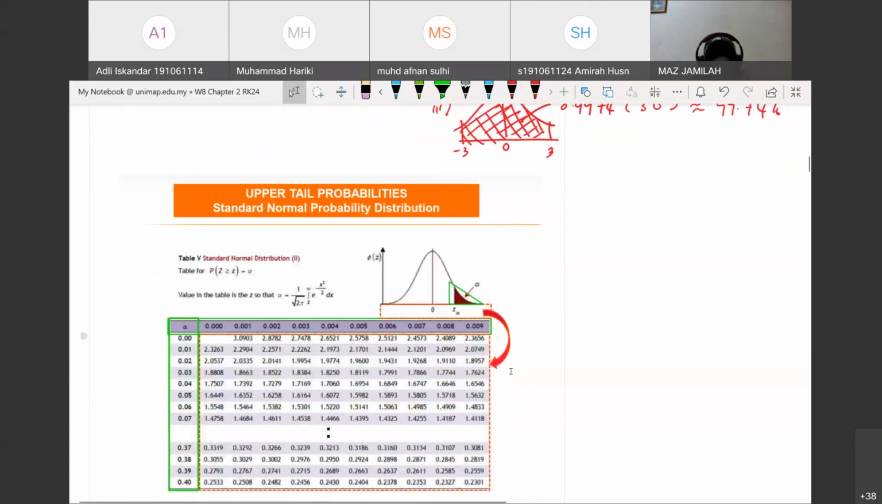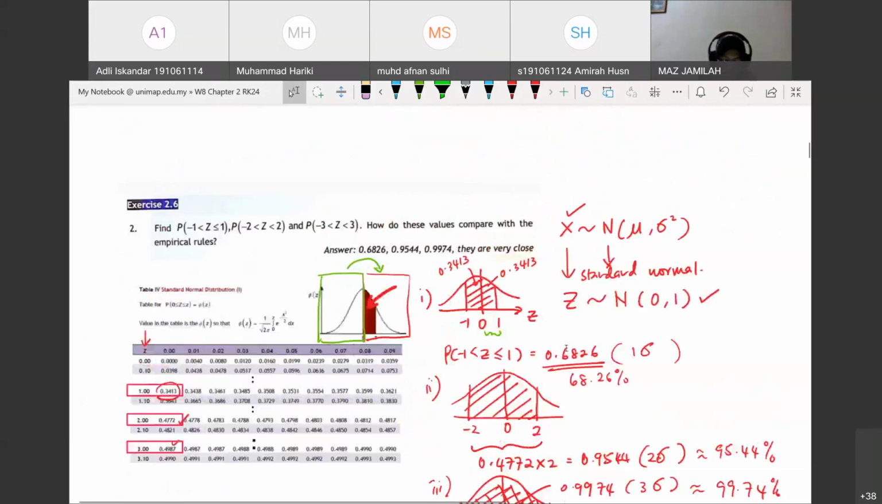Okay, so the way we look at our standard normal table would be a bit different. When we talk about the first table, we are talking about the Z value, which is along the x-axis. These are all the Z values, and the Z values that we will refer to will be in the first column and the first row. If we are talking about this one, Z is equal to 0.